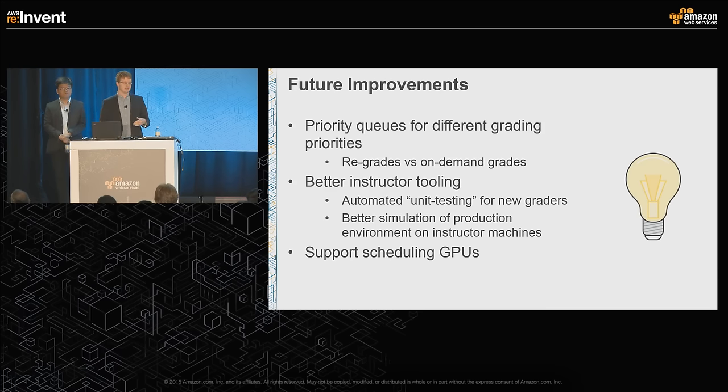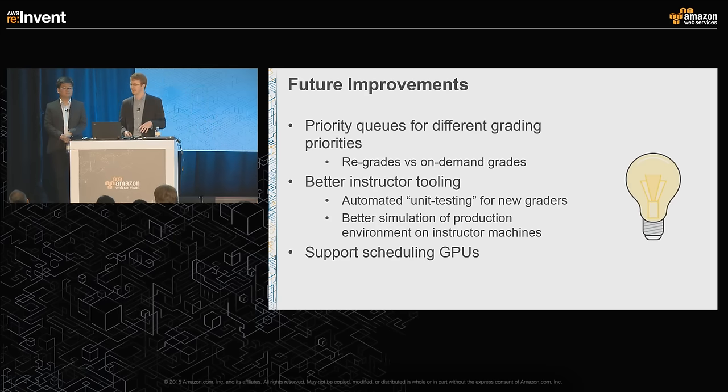sometimes instructors make mistakes in their graders, and they need to regrade all previous submissions. So we'd like to add priority queues so we can use the same shared cluster without impacting new submissions as they come in. We'd like to add better instructor tooling, and the second one that I'd like to talk about is that we'd like to have a more accurate simulation of our production environment on their local machines.